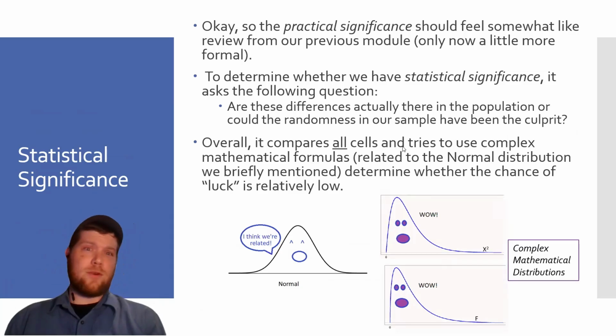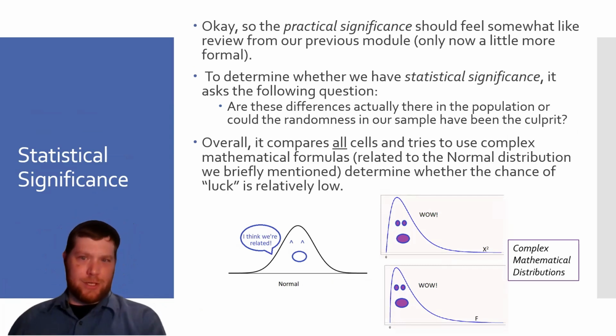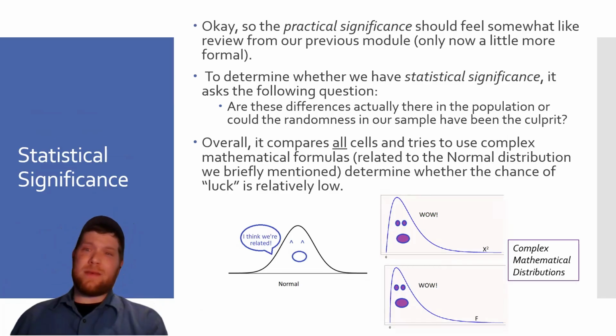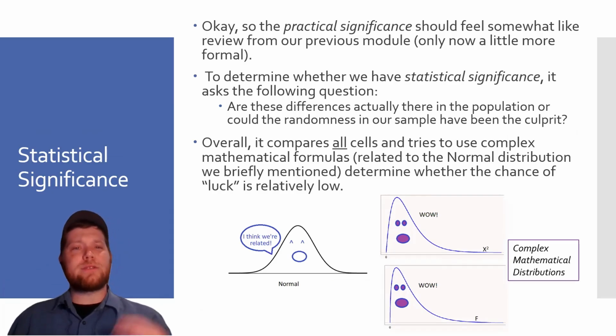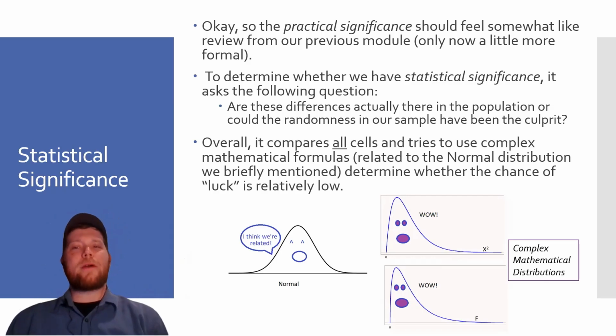So practical significance should feel more like review from our previous module, and maybe a little more formal. But now we want to see if we have statistical significance. We're going to ask, are these differences actually there in the population? Or could randomness, the way that we got our sample, just have been the culprit? Overall, it compares with all cells that we'll look at and try to use complex mathematical formulas related to the normal distribution we mentioned very briefly back a few modules ago, whether there's a chance that luck is relatively low. And these things called, eventually, chi-square and F we'll be covering over the next few modules.